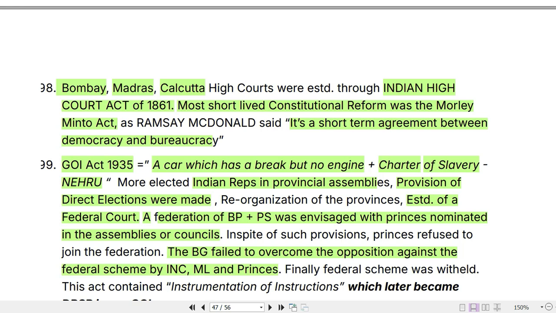So Government of India Act 1935 के तहत British government had envisaged a federation of British provinces and princely states, British provinces और princely states का फेडरेशन बनाने की कोशिश की गई थी ब्रिटिश गवर्नमेंट के द्वारा, लेकिन the British government failed to overcome the opposition against the federal scheme by INC and Muslim League and the princes. सभी ने इसका अपोजिशन किया. Finally federal scheme was withheld.